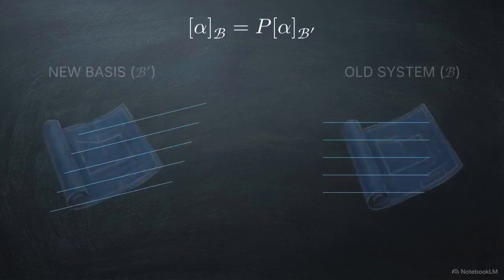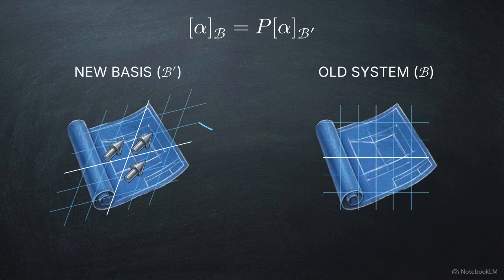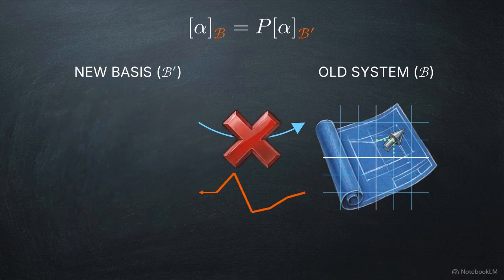Furthermore, be exact with your direction of translation. Matrix P is built by expressing the new basis in terms of the old system. Reversing that relationship will yield an entirely incorrect coordinate mapping.